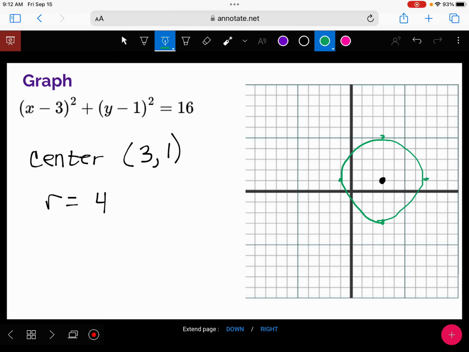Some people can. But that's what we're doing for these circles. Ta-da, we graphed it. For now. Give me a couple of slides. Let's go kick up a notch.